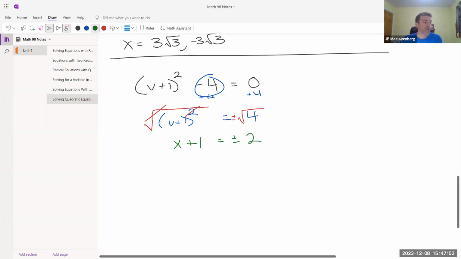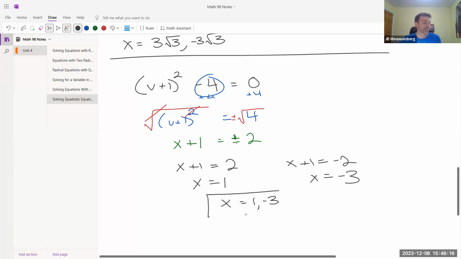And now we have to solve both of these equations. So we need to be a little careful here. We have to do v plus 1 equals 2 and v plus 1 equals -2, both the plus and the minus. This will give us v equals 1, and this will give us v equals -3. So our solutions are 1 and -3.